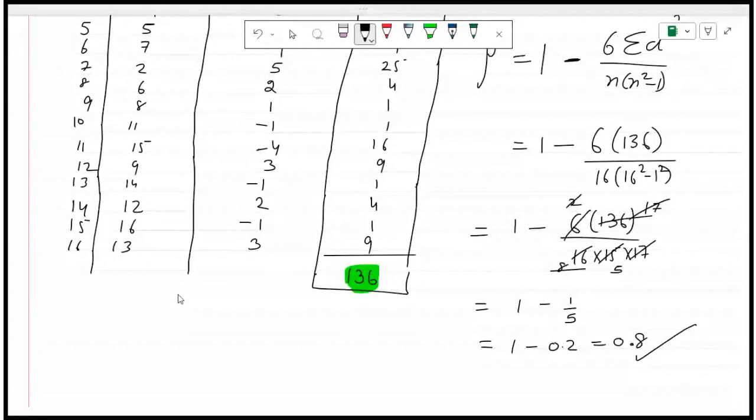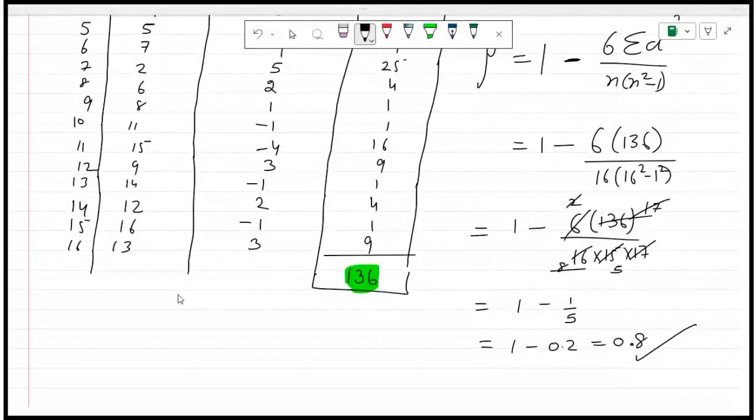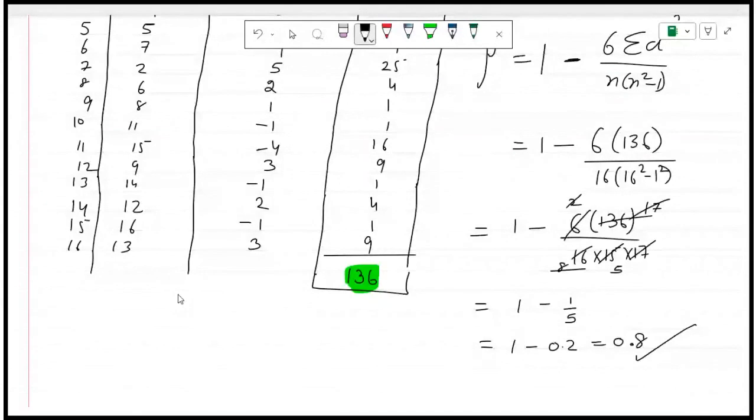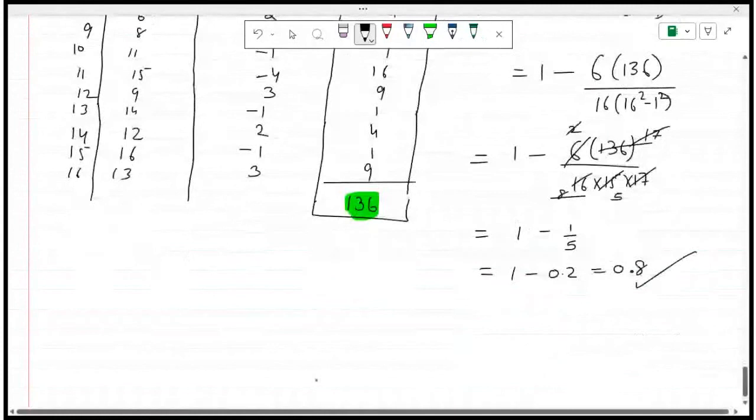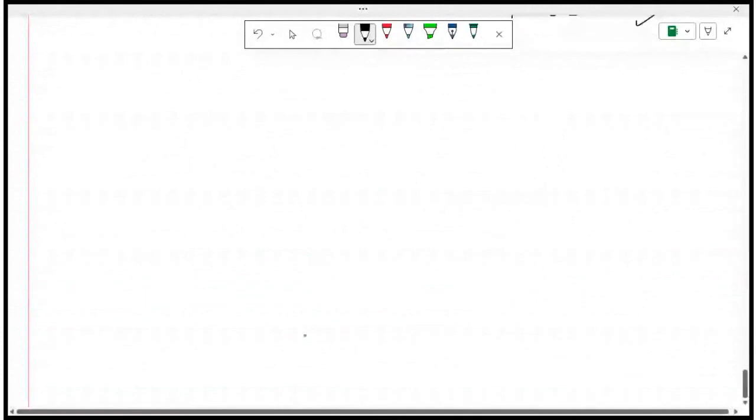Next thing we need to learn is if ranks are not given, then how to give the ranks first. And then we will learn if there is a tie in the rank, then what will be the formula of rank correlation. The formula will be different, not that much different, but a correction will be there. So I'm telling you the formula.